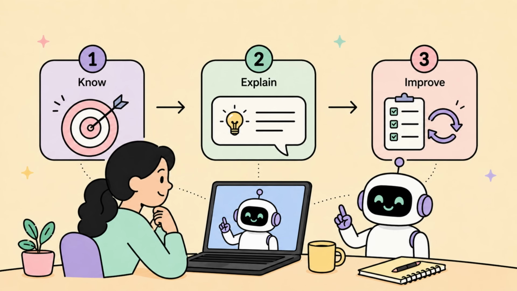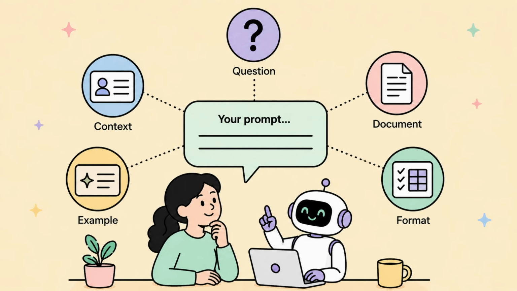It comes down to three things: know what you need, explain it clearly, then review and improve the answer. Think of AI as a capable assistant who knows nothing about your situation yet. It can help, but first you need to explain the task.